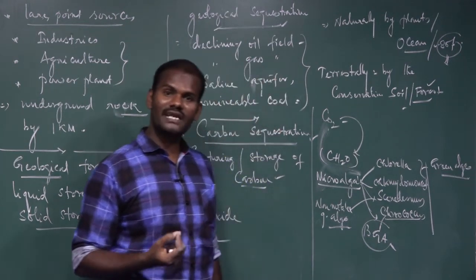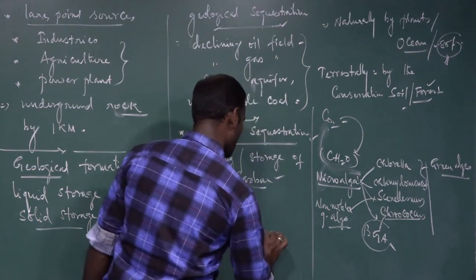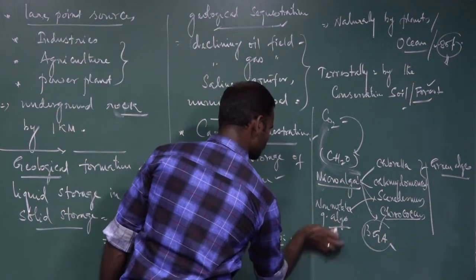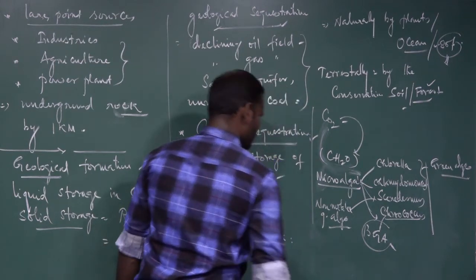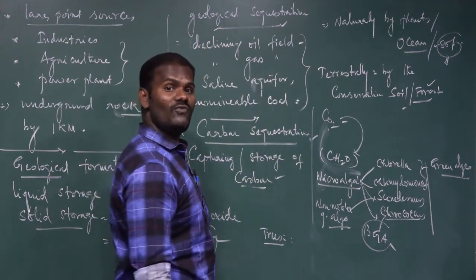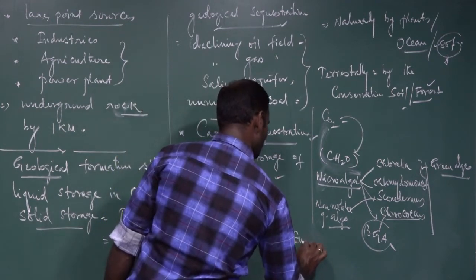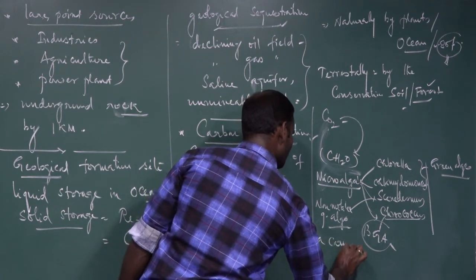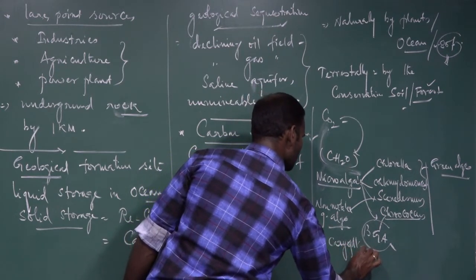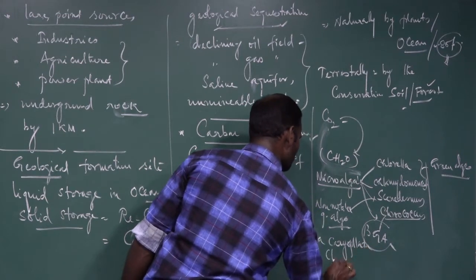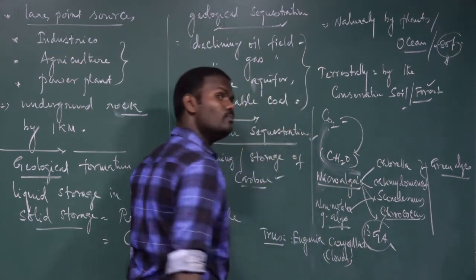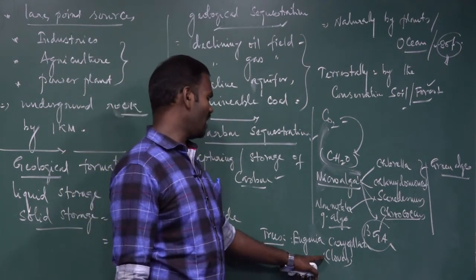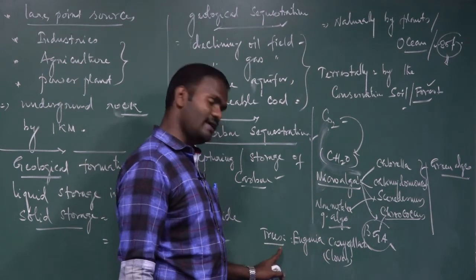Next are certain trees also. For example, Eugenia caryophyllata. It is nothing but clove, Lavangappu. Eugenia caryophyllata is its binomial name, and its common name is clove. It is a tree.